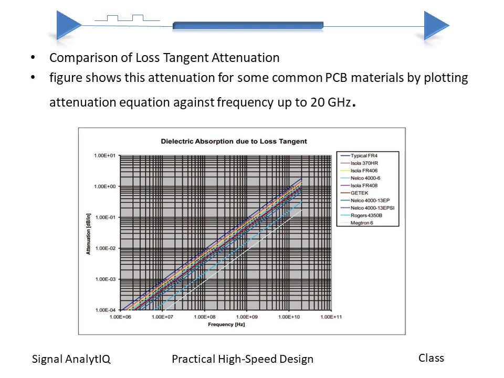Typical FR4, by comparison, has more loss; the property is better in Isola or G-Tech when you go for high-speed design. So if you go for high-speed interfaces, then you should select a proper board material which could support the frequencies that you are targeting.